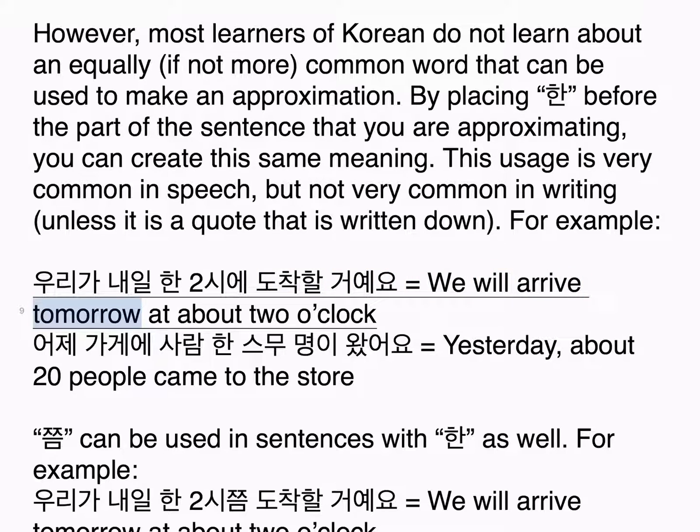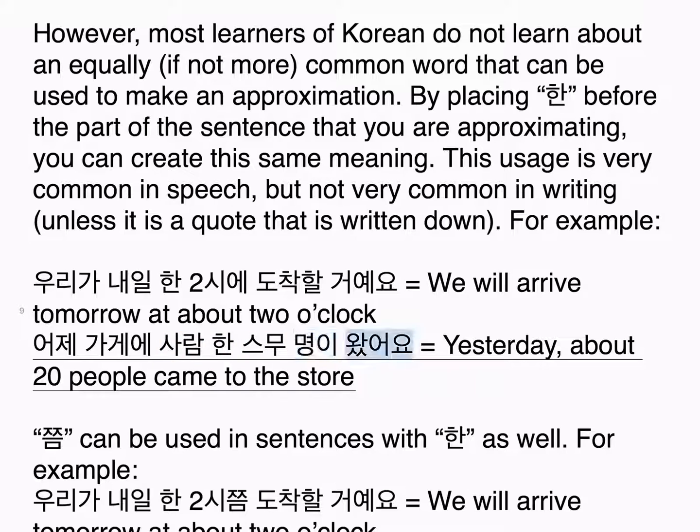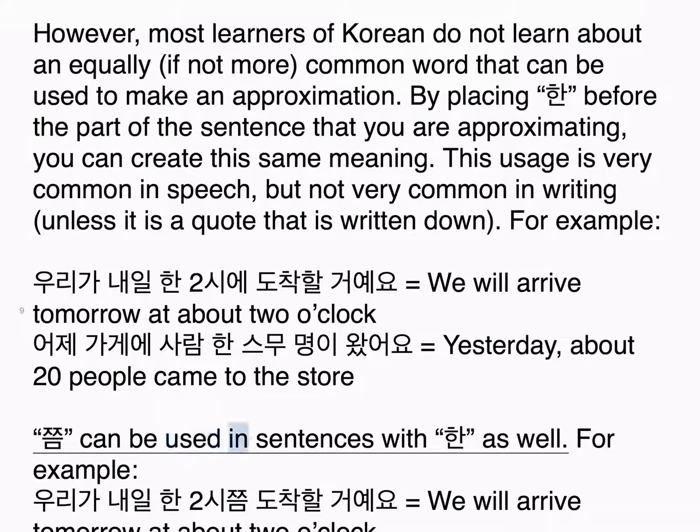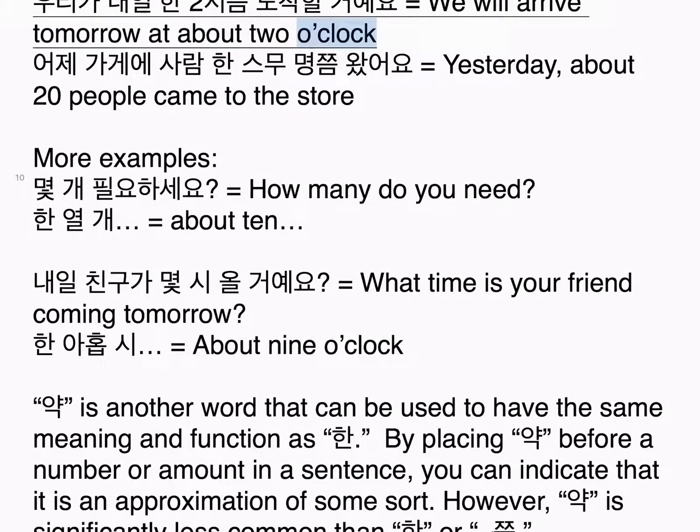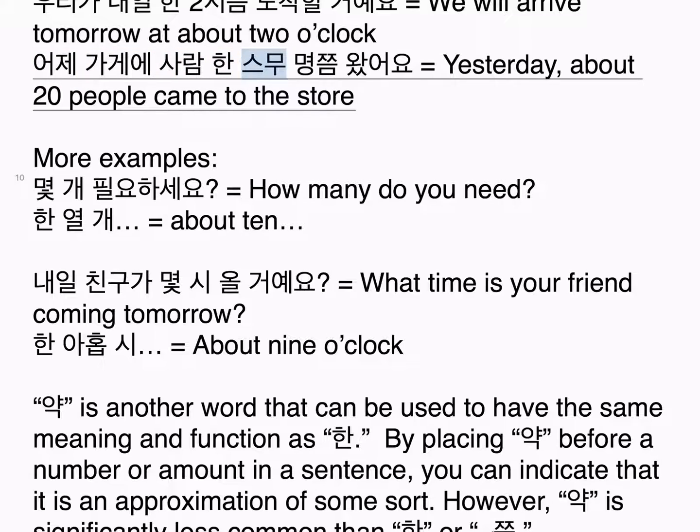For example, 우리가 내일 한 2시에 도착할 거예요. We will arrive tomorrow at about 2 o'clock. 어제 가게에 사람 한 20명이 왔어요. Yesterday, about 20 people came to the store. 쯤 can be used in sentences with 한 as well. For example, 우리가 내일 한 2시쯤 도착할 거예요. We will arrive tomorrow at about 2 o'clock. 어제 가게에 사람 한 20명쯤 왔어요. Yesterday, about 20 people came to the store.